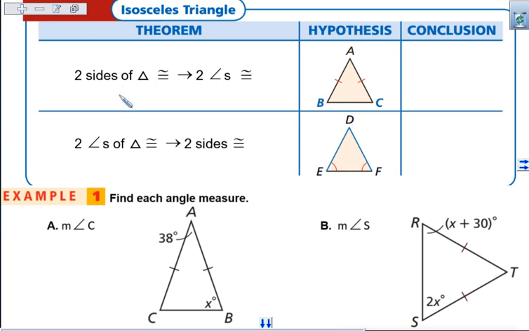Next up, when you have an isosceles triangle, so you know that segment AB is congruent to segment AC, then you also know that angle B is congruent to angle C. Your two base angles are congruent.